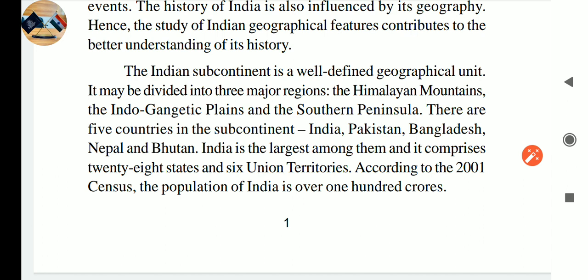And for your correction, it is not 5 countries. We have 7 countries. As I told, it is a 2007 version. So India, Pakistan, Bangladesh, Nepal, Bhutan. We have Afghanistan also. We have China also. Next, India is the largest among them. It comprises 28 states, and also not 6 union territories. We have 8 union territories because Jammu and Kashmir were added. And they are given according to 2011, because it is the previous version. In 2001 they are given, but in 2011 the population is not 100, we have 130 crores.